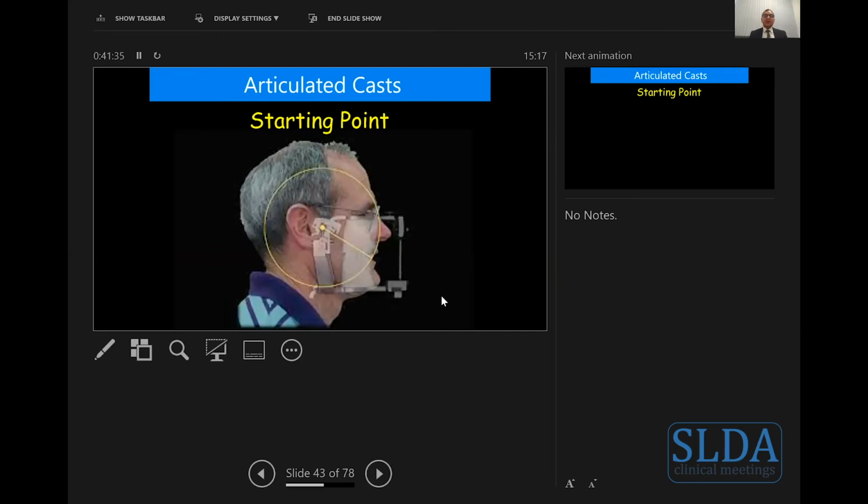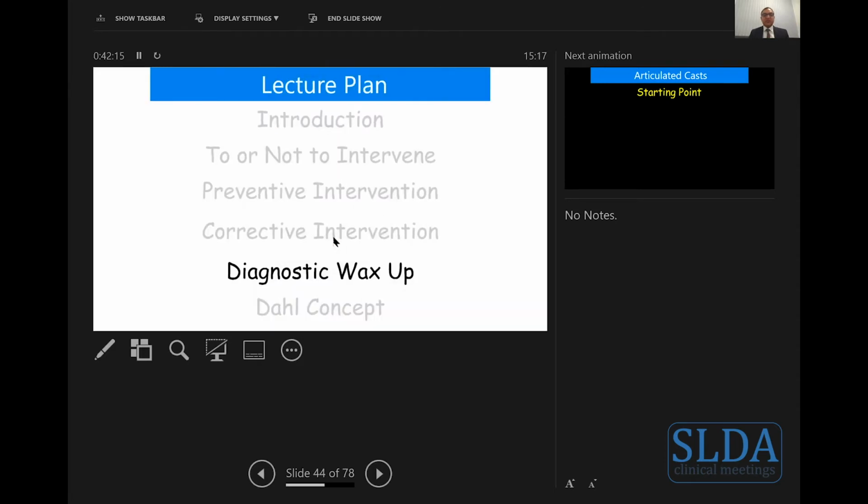So the starting point, of course, is articulating maxillary and mandibular study models using a facebow transfer so that it is related to the articulator just as the maxillary teeth are related to the condylar joints. And at least an average value articulator must be used. I'm not suggesting the use of more complex, more expensive tools such as a semi-adjustable articulator. An average value articulator that can receive a facebow transfer record would be sufficient.